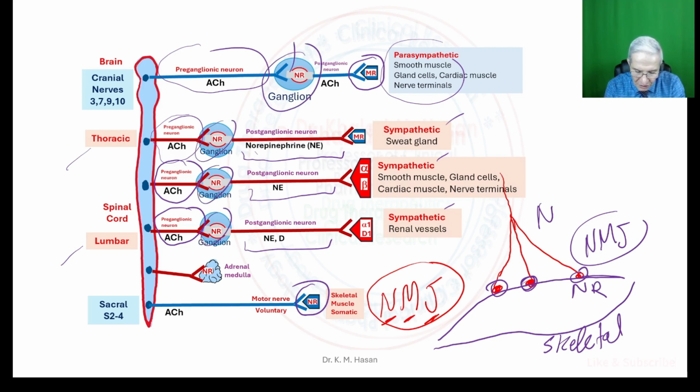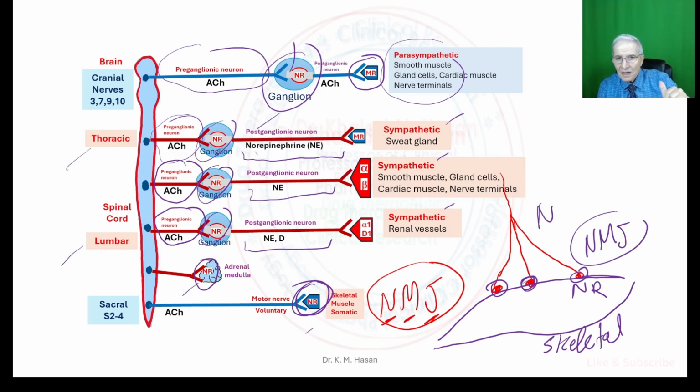Another question: what type of receptor do we have in the adrenal medulla? Nicotinic receptor. So we have nicotinic receptor in the ganglia, in the adrenal gland, and in the neuromuscular junction. So the question here: which of the following represent the location of nicotinic receptor? I will repeat it. Which of the following represent the location of nicotinic receptor? We have ganglia, adrenal medulla, and neuromuscular junction. So we have three main places for the nicotinic receptor.